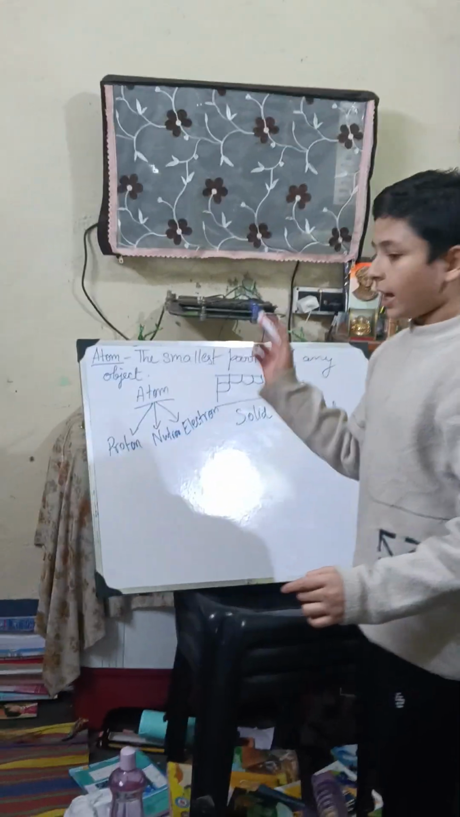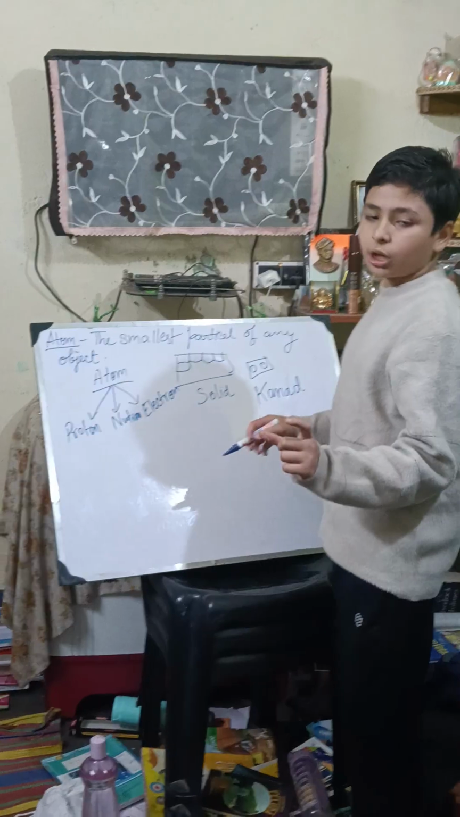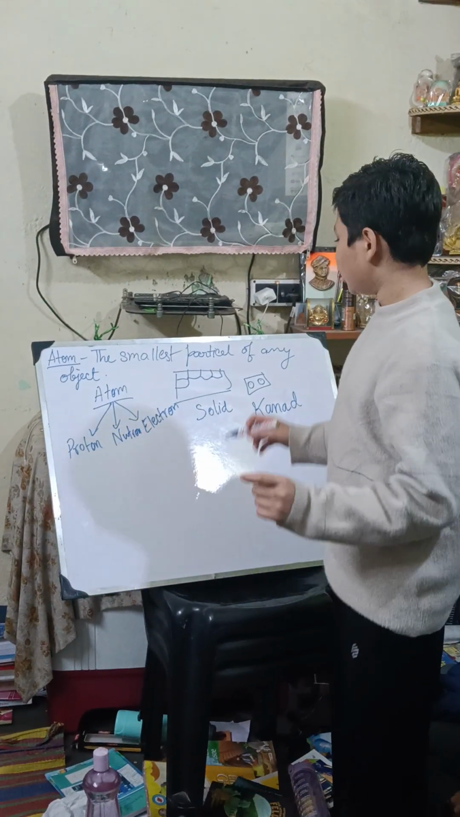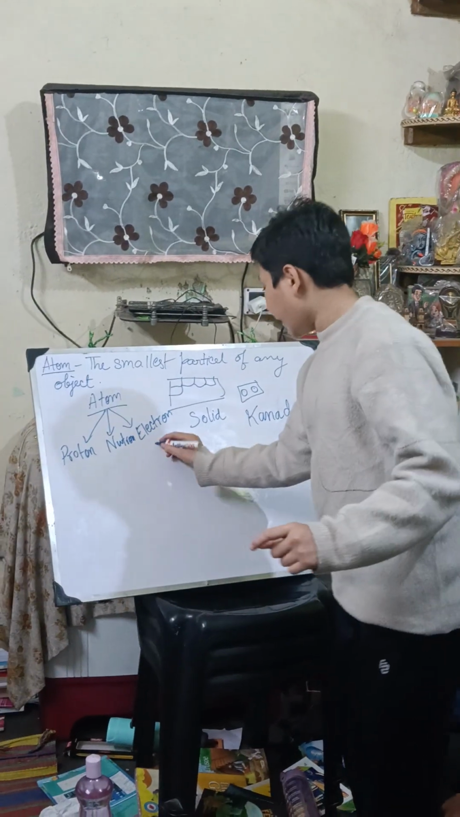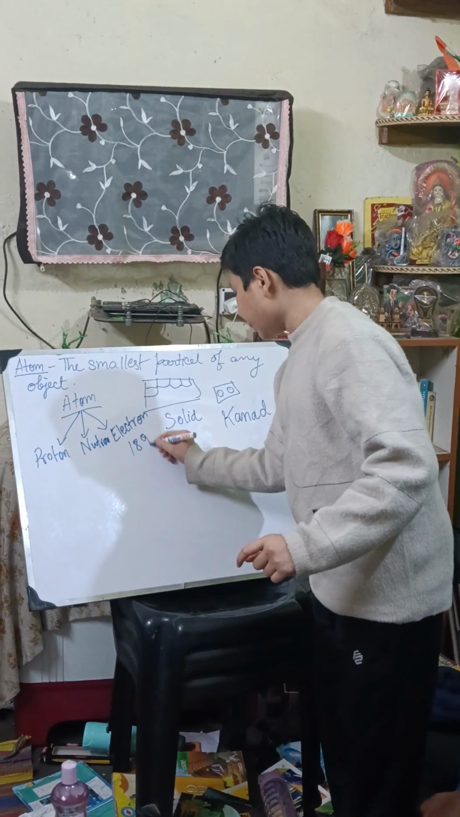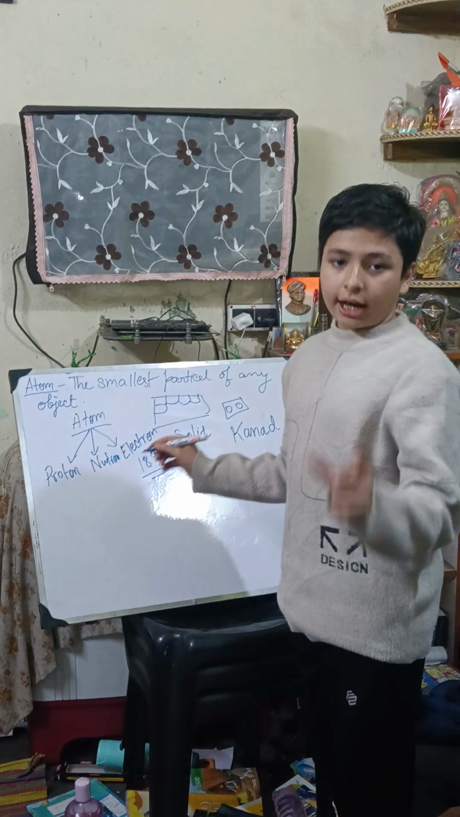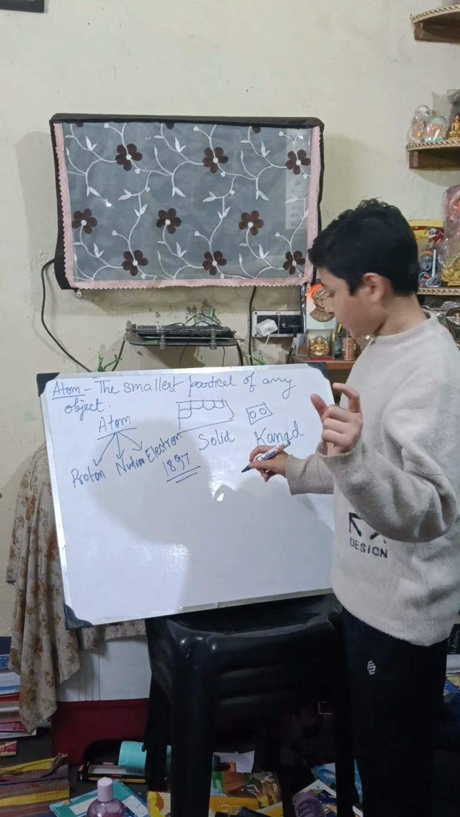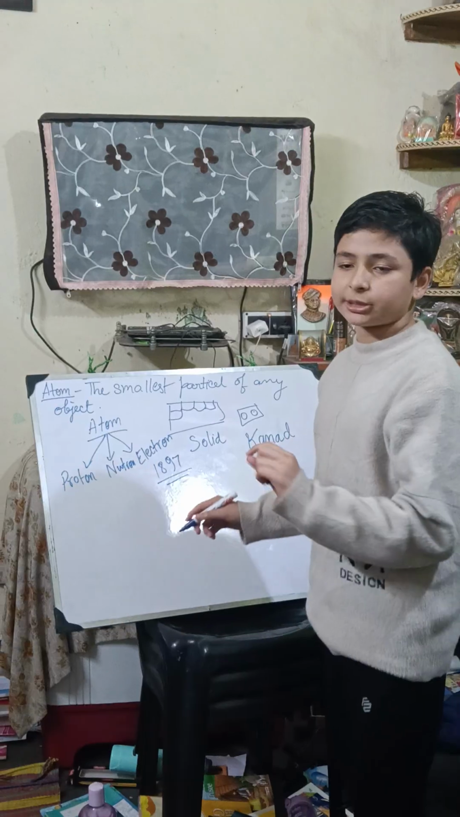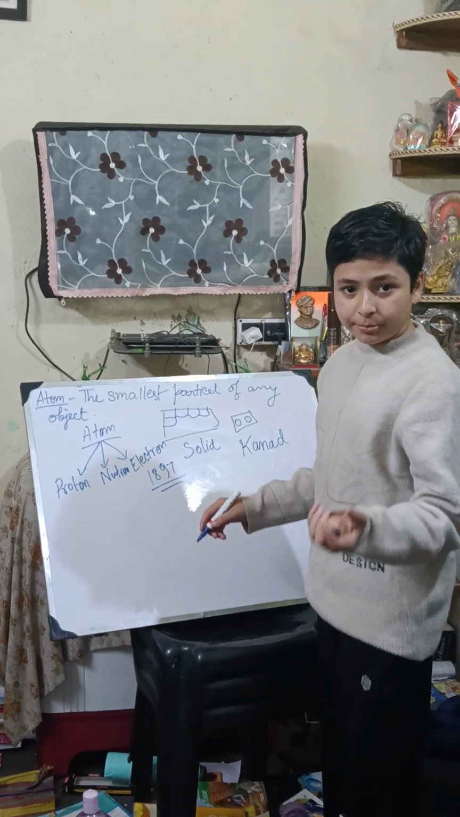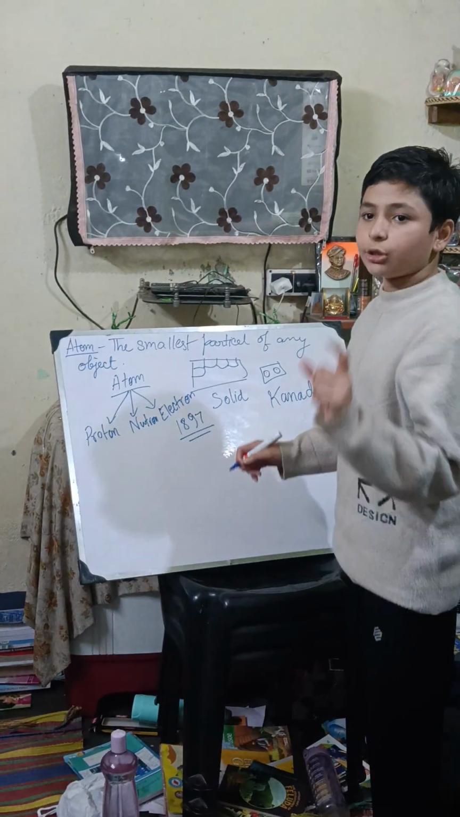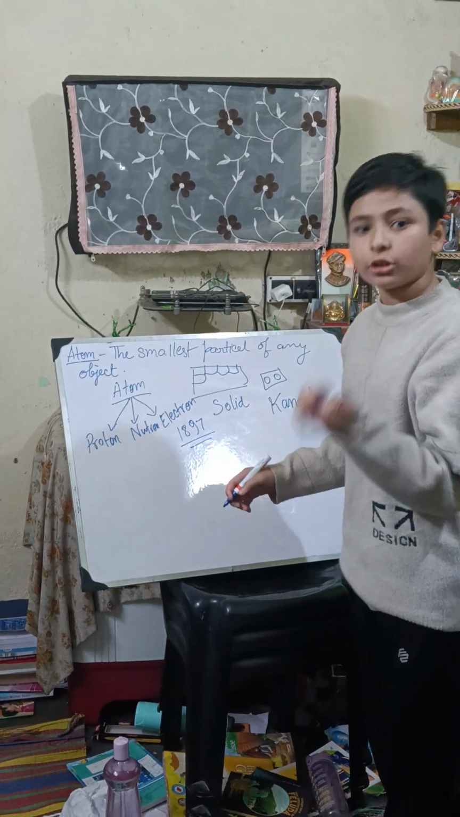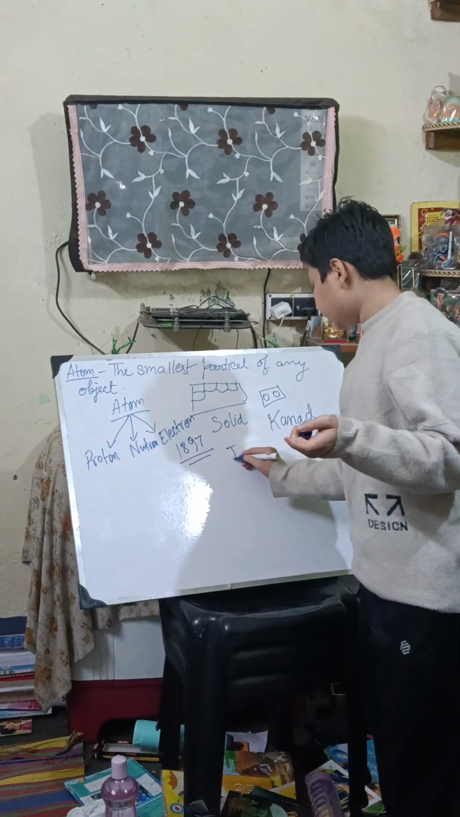In the modern era, it was vital to know what the smallest particle of this universe is. So we came to know that the atom was the smallest. But in 1897, a scientist named J.J. Thomson, a brilliant scientist, got a Nobel Prize, and he taught seven students who also got Nobel Prizes.